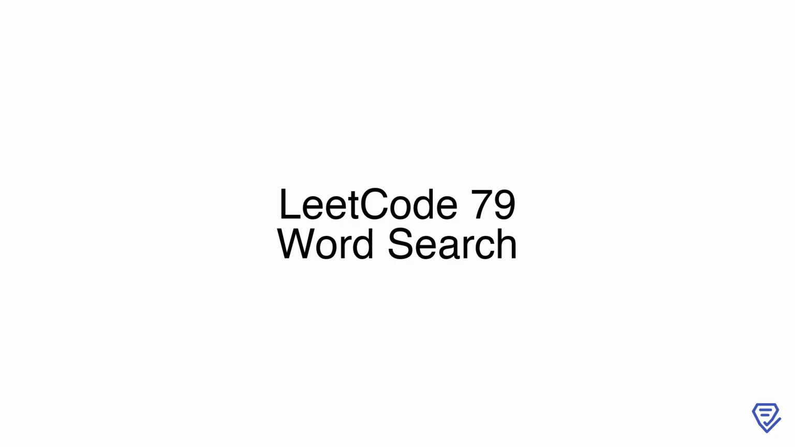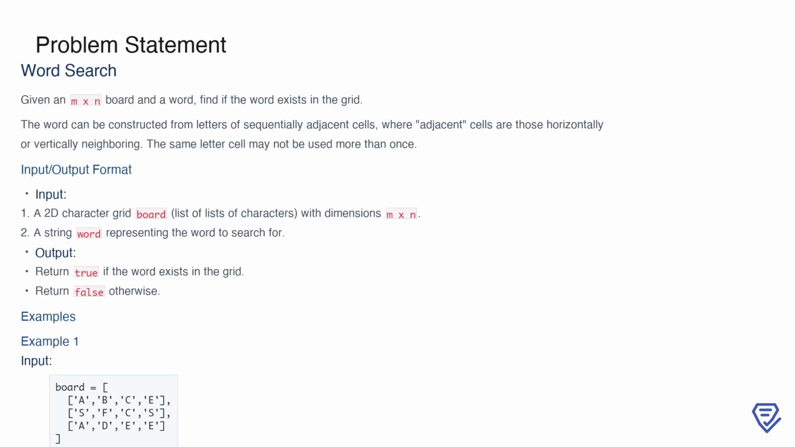Let's get started. In this problem, you are given a two-dimensional grid, or board, consisting of m rows and n columns, where each cell contains a single uppercase letter. Along with this grid, you are given a string called word, and your task is to determine whether this word can be formed by sequentially connecting adjacent cells in the grid.